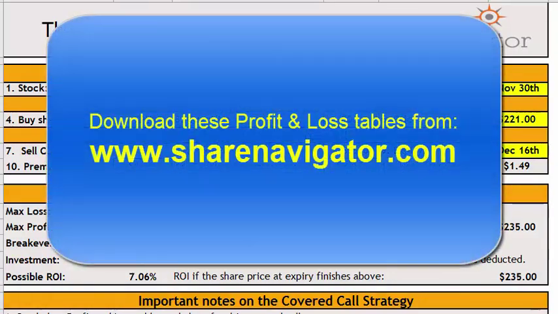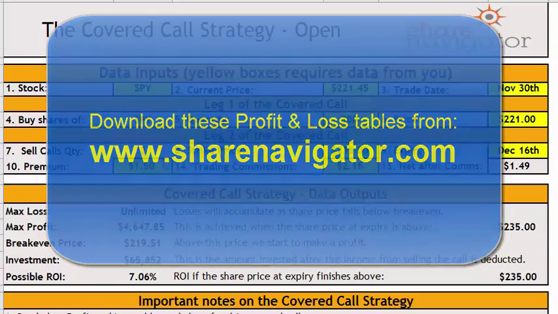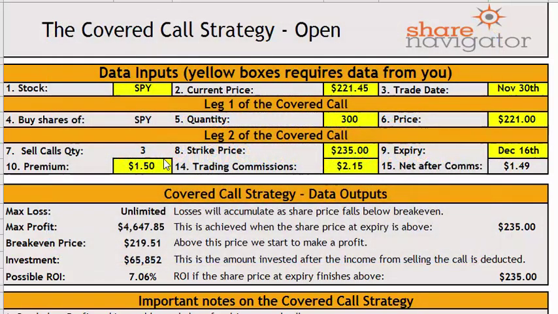So what you're looking at here is a spreadsheet that we've created for you. If you want to get access to this spreadsheet, you can download it by going to our website, sharenavigator.com, click on the courses tab, and then select the covered call strategy course. And in that course, you'll be able to download this spreadsheet.